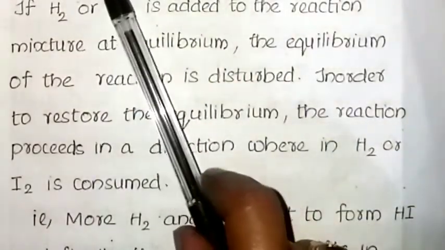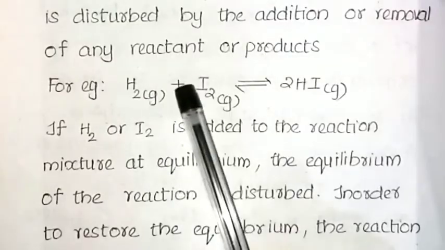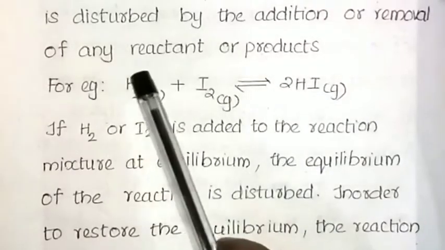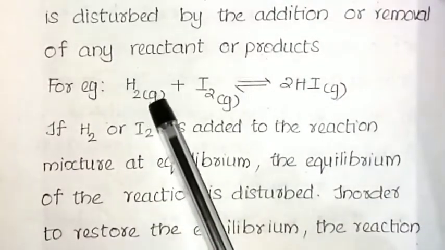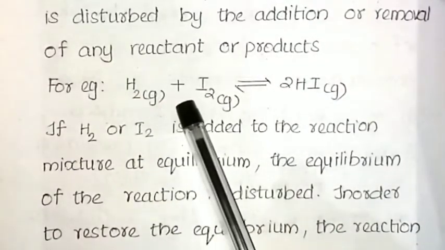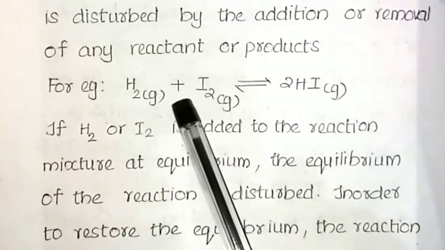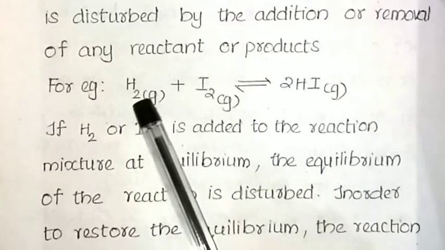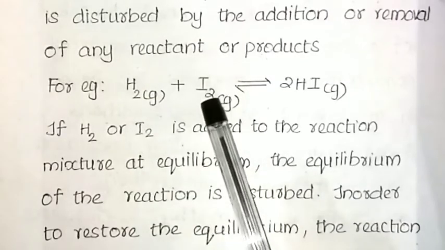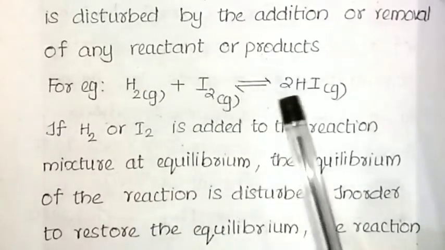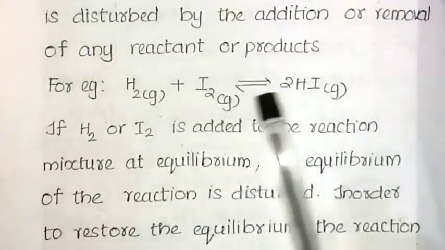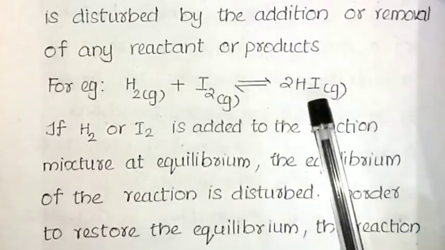For example, hydrogen is added in excess to this reaction mixture when the system is in equilibrium. Then the concentration of this hydrogen in the mixture increases. Then the system will restore the equilibrium condition by combining this excess amount of hydrogen with the remaining amount of iodine to form hydrogen iodide. So, the forward reaction is favorable in this condition.